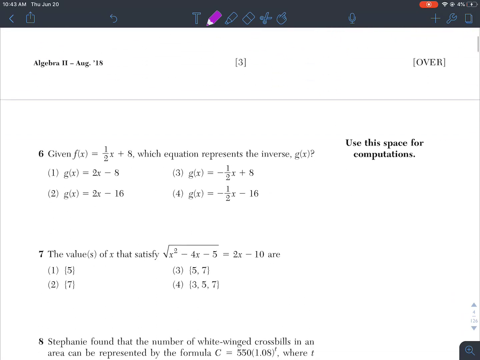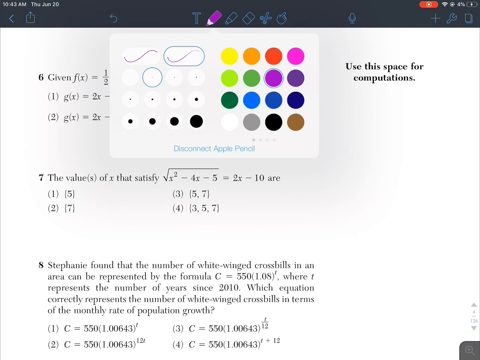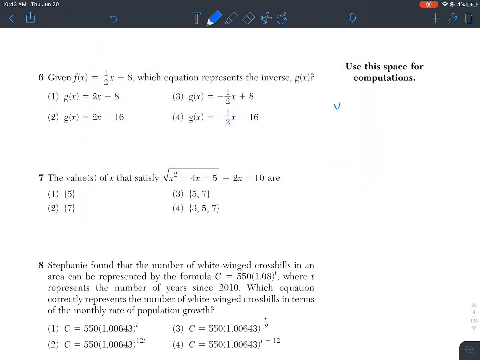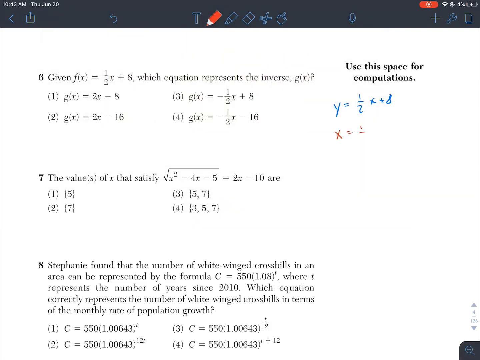For number 6, this is f of x, which equation represents the inverse of g of x. So inverse is, well, here's the original equation. Inverse is what you get when you switch the input and output. So it becomes this. And then we solve for y. Minus 8 on both sides gives us this. Times 2 on both sides gives us 2x minus 16 equals y. So here we go with that.